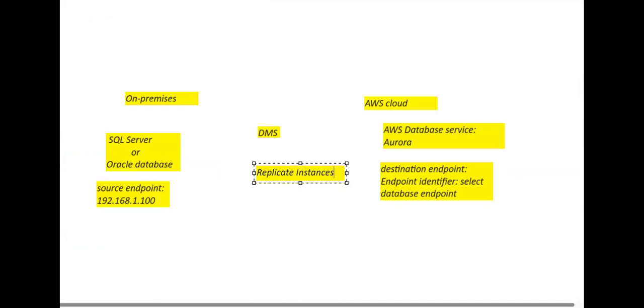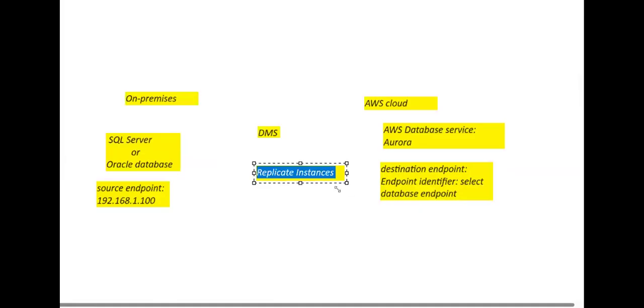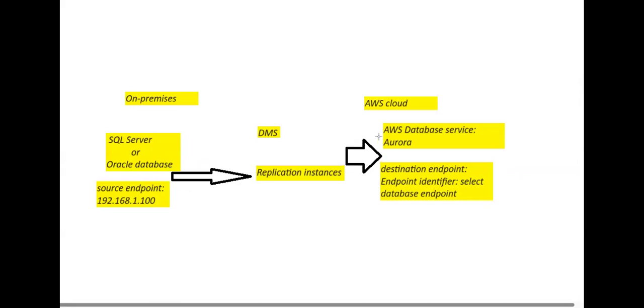So let us see replication instances. I'm copying it. While configuring from where to where your data is migrated, first your data is migrated from your on-premise server endpoint to the source endpoint, to the replication instances. Then from here, your data will be migrated to whatever destination that you specified, right?